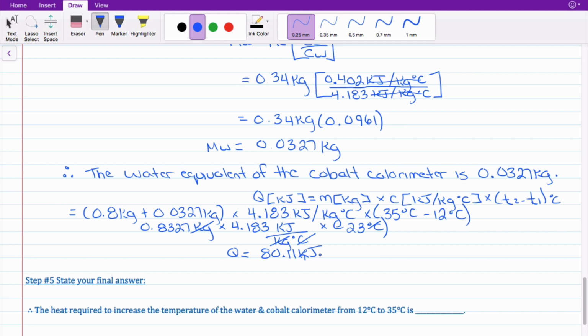So for step number 5, always state your final answer. So the heat required to increase the temperature of the water and the cobalt calorimeter from 12 degrees to 35 degrees is 80.11 kilojoules.